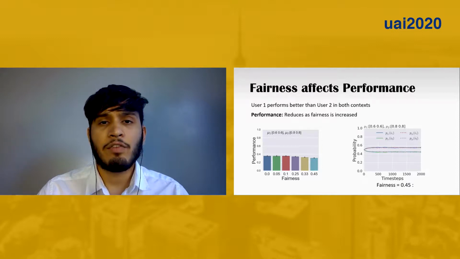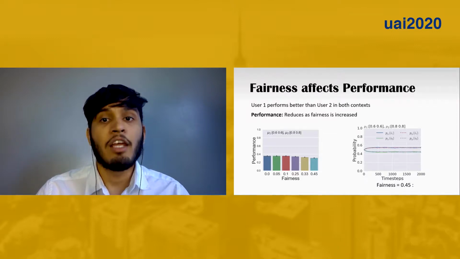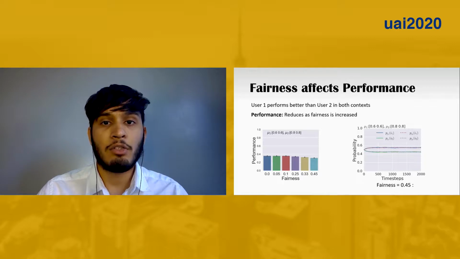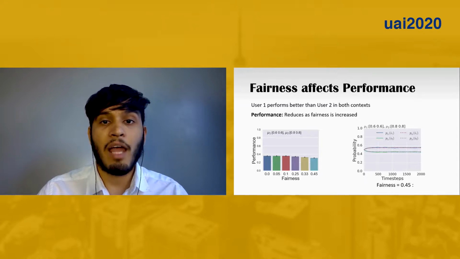We see that when one user is better than the other in all contexts, where all contexts have equal probability of occurring, imposing a fairness constraint reduces the performance. This is because when there is no fairness constraint, the algorithm would eventually pick the optimal user 1 in both contexts. However, for a fairness level of say 0.45, the algorithm has to pick the suboptimal user 2 with a 45% probability, which reduces the performance.